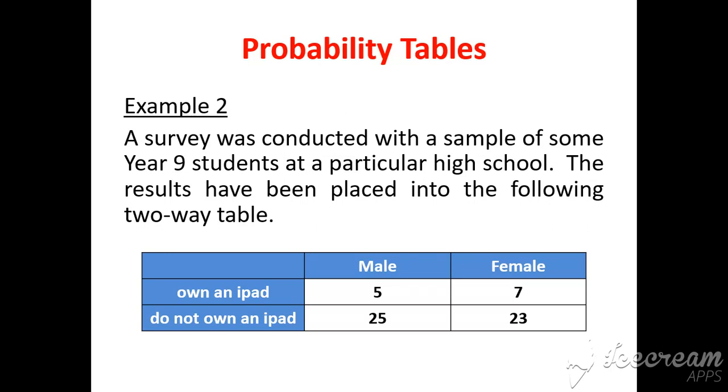All right, let's move on to example 2. A survey was conducted with a sample of some Year 9 students at a particular high school. The results have been placed into the following two-way table. So a two-way table has data going in 2 directions. In the first direction, we have whether they are male or female. And in the second direction, we have whether they own an iPad or whether they do not own an iPad.